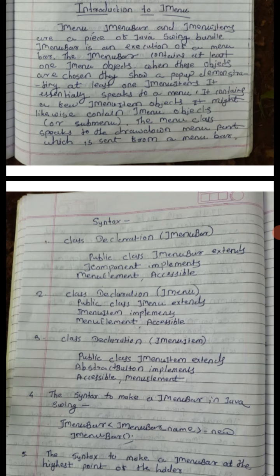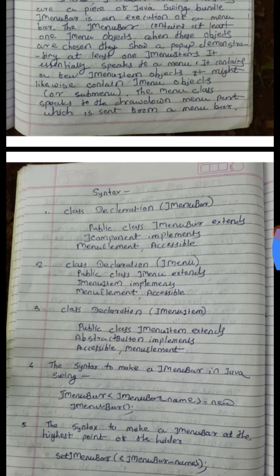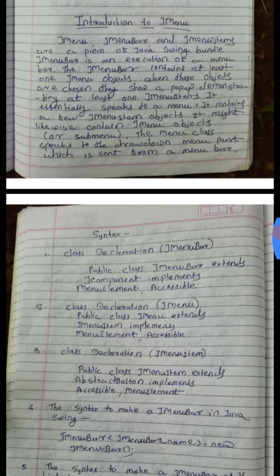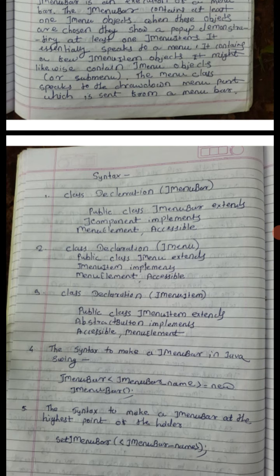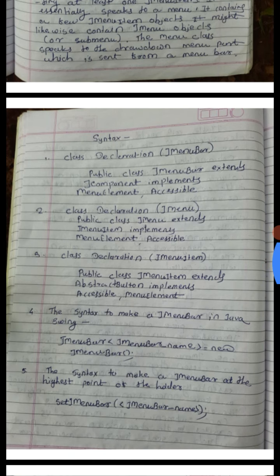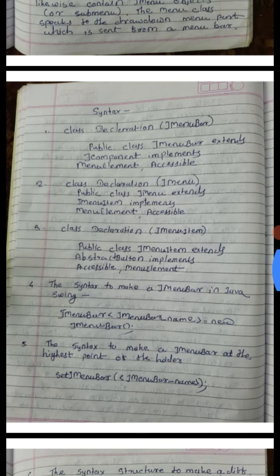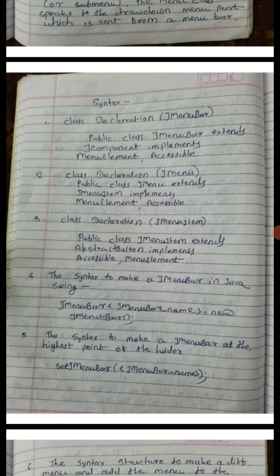See the syntax. First, class declaration JMenuBar: public class JMenuBar extends JComponent implements MenuElement, Accessible. Then second, class declaration JMenu: public class JMenu extends JMenuItem implements MenuElement, Accessible. Then next, class declaration JMenuItem: public class JMenuItem extends AbstractButton implements Accessible, MenuElement.